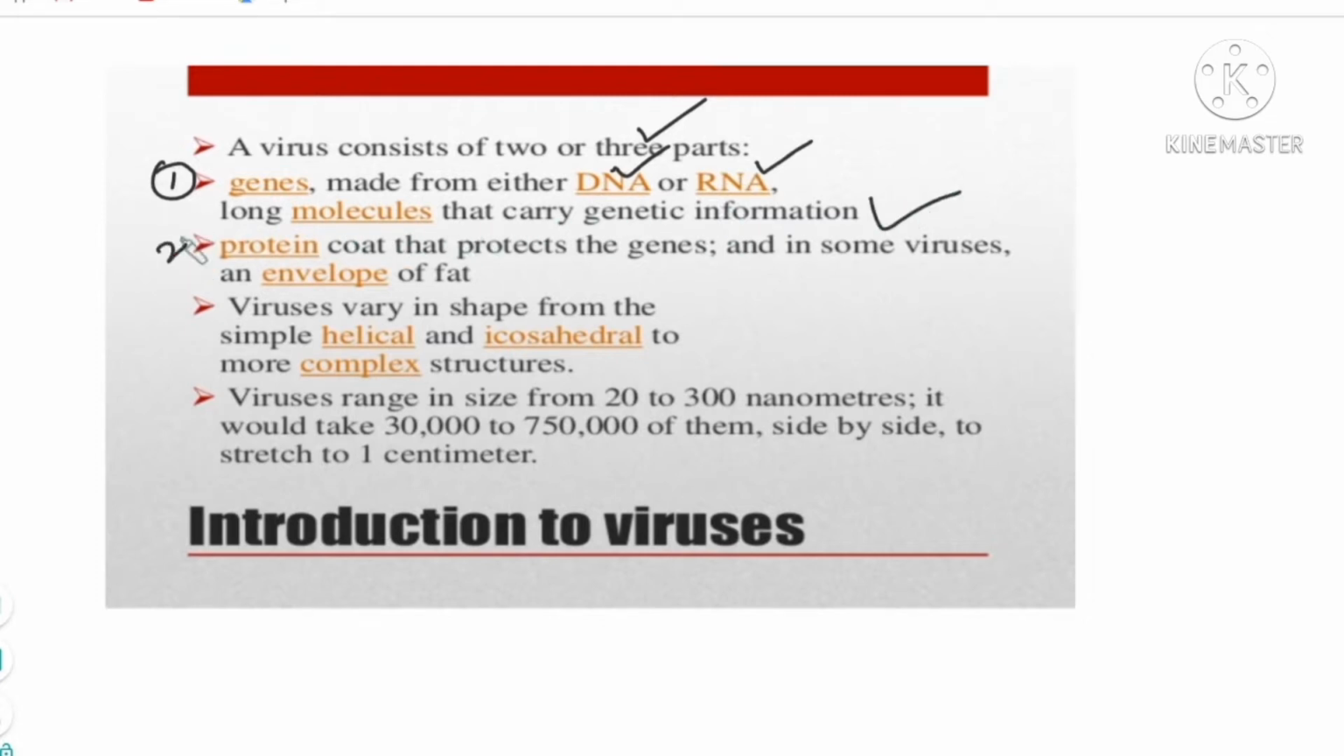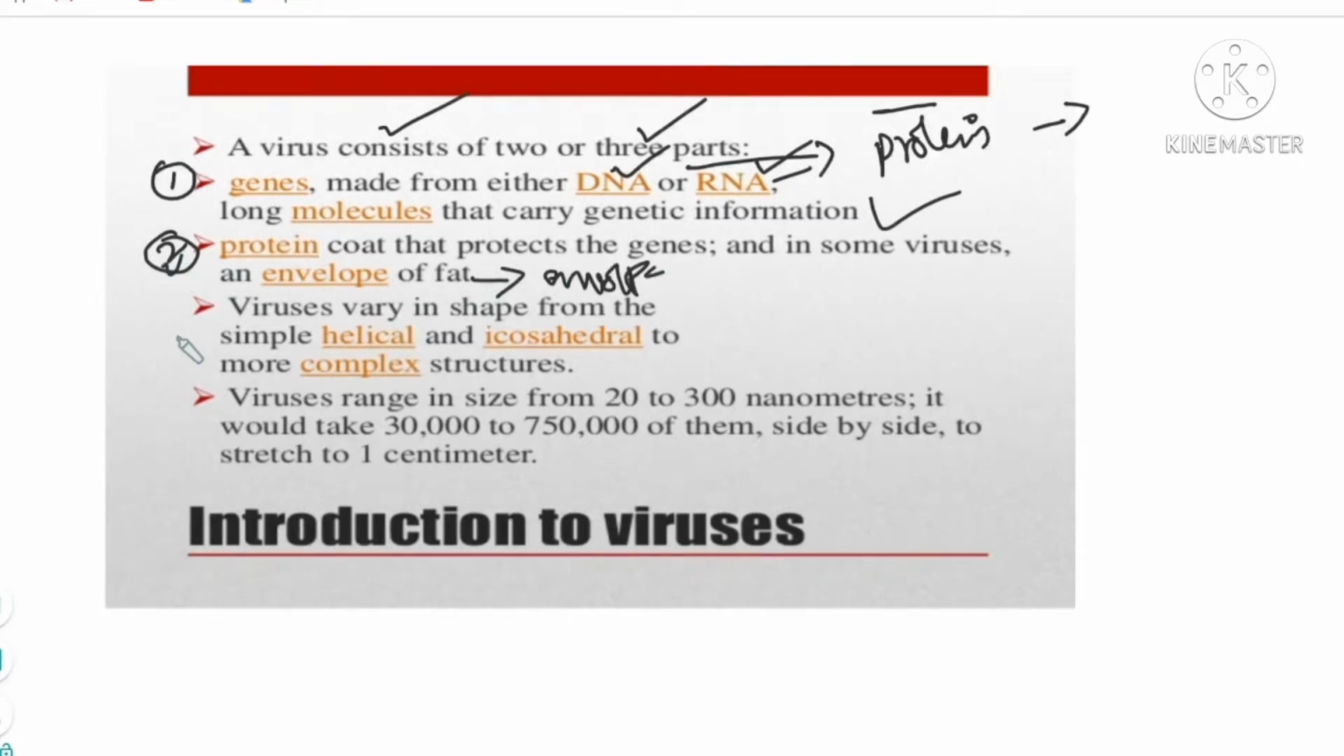The second part of this virus is protein. It's a coat which protects the genes. That's this RNA और DNA को protect करता है. This is called protein coat. We will see it later, what actually this protein coat is. And in some viruses, an envelope of fat. Some viruses में क्या होता है? Along with the protein coat, there is also another layer which is called envelope. ये भी protect करती हैं.